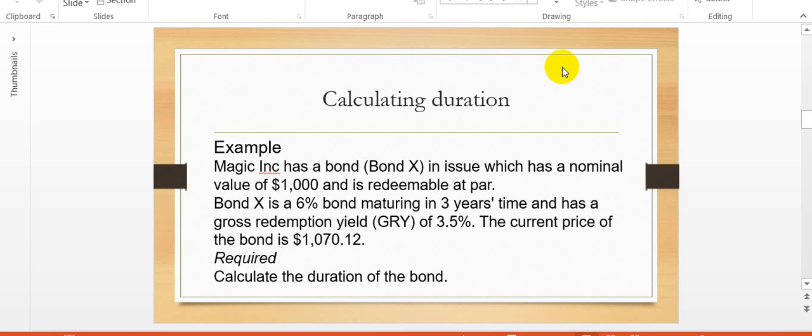We proceed. Bond X is a 6% bond maturing in 3 years' time and has a gross redemption yield of 3.5%. The current price of the bond is 1,070.12. We are required to calculate the duration of this bond.